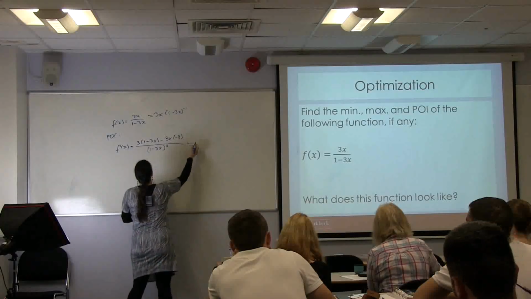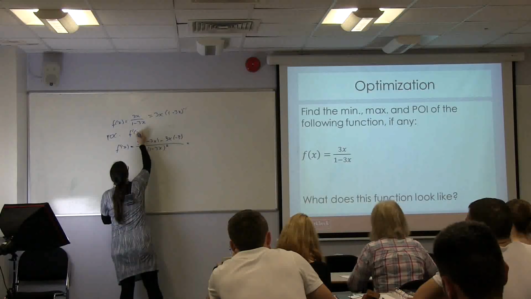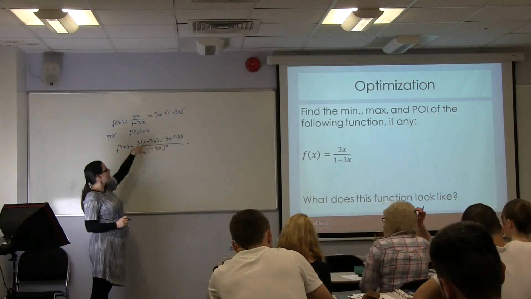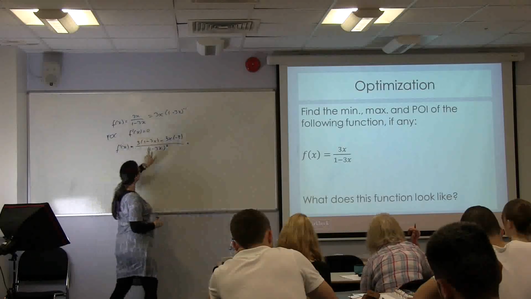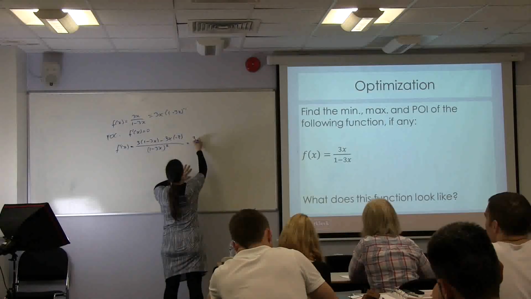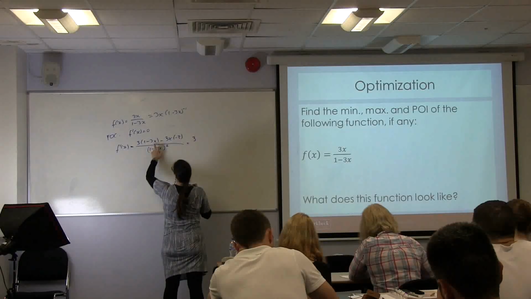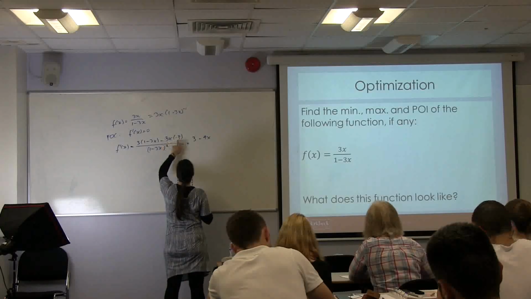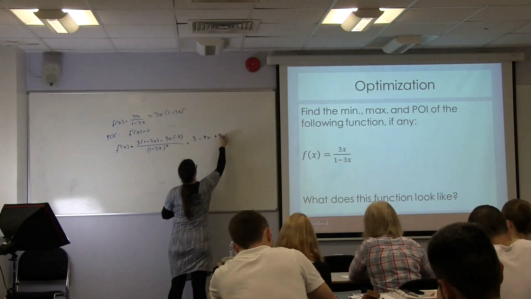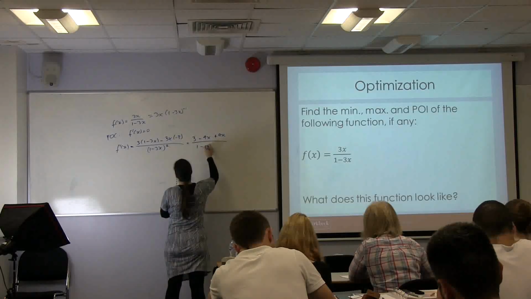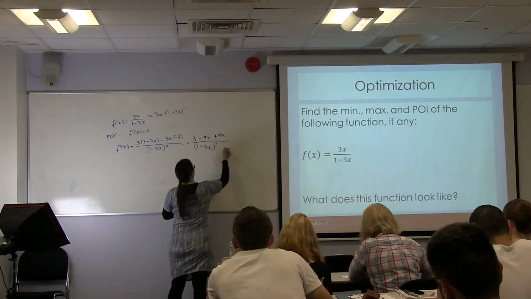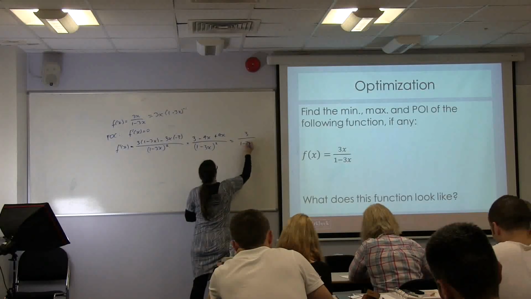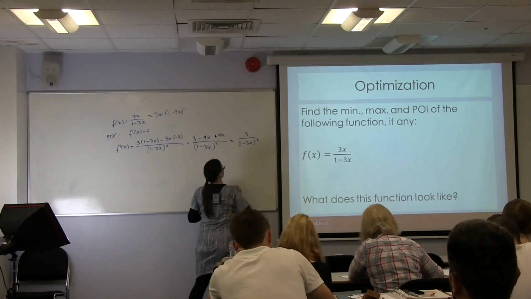So, because this has to be equal to 0 according to our first order condition, I'm going to have to make this function a little bit nicer. So, 3 times 1 is 3. 3 times minus 3x is minus 9x. Minus 3x times minus 3 is positive 9x over 1 minus 3x squared. So that is a relatively simple 3 over 1 minus 3x squared.